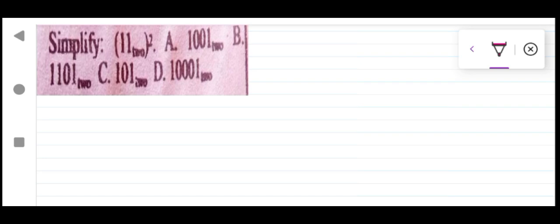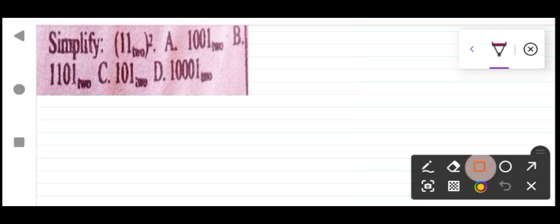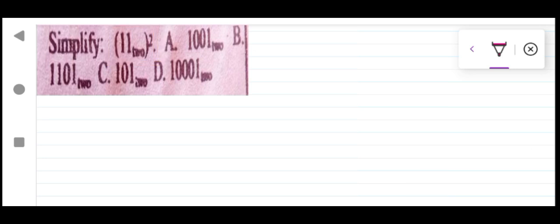To do this, you have to be very careful. As you can see, this value right here is having a power. So let's write that: 1 base 2 to power of 2.